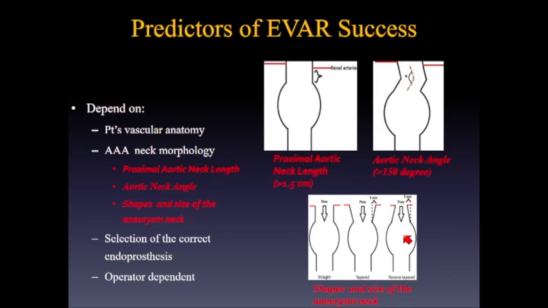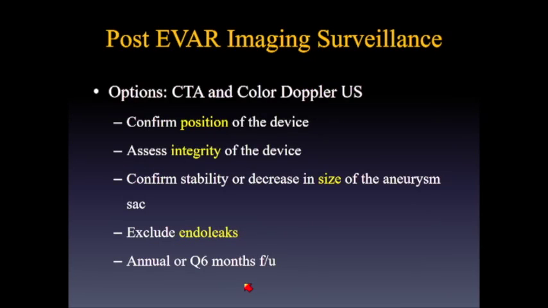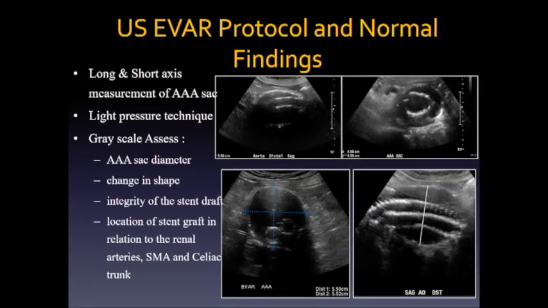Other things, we want to make sure that a really good prosthesis is chosen by size, and it's heavily operator dependent. There are a few things that we use for surveillance, either CTA or color Doppler, and what we want to do is confirm the position of the device, assess the integrity of the device, and confirm the stability of the size of the aneurysmal sac. We want to exclude endoleaks, and usually an annual follow-up or every 6 months follow-up is suggested.